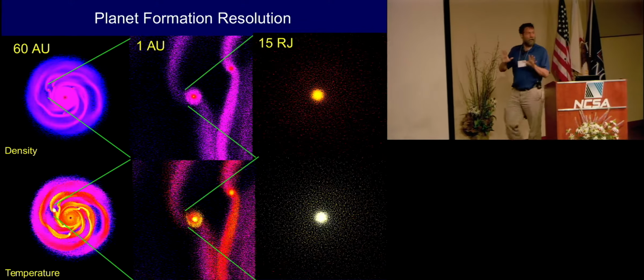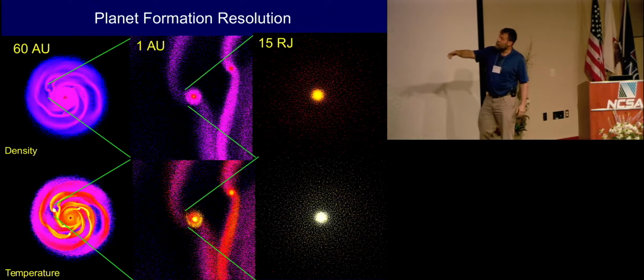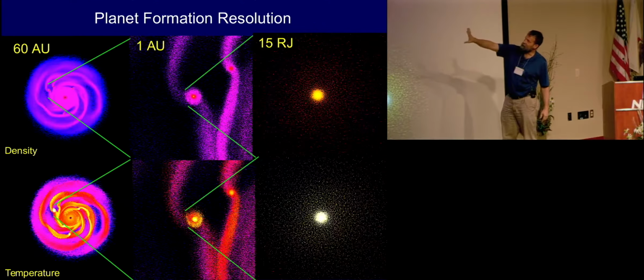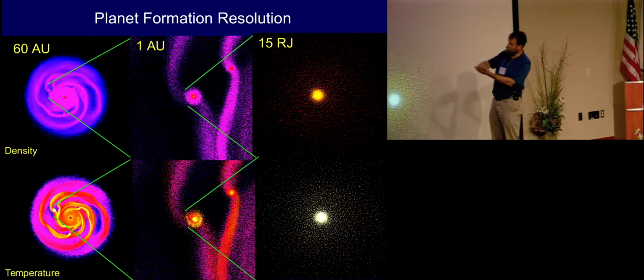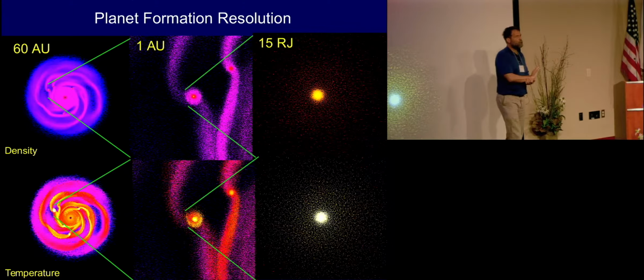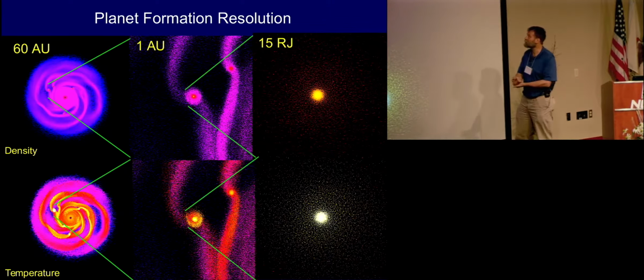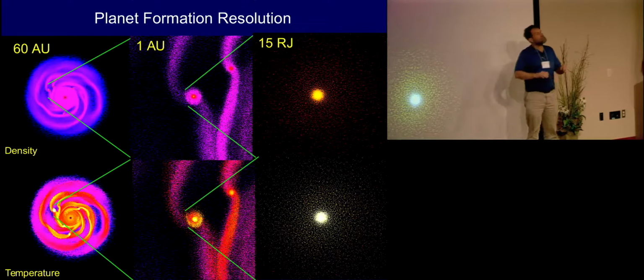And you also have this extreme range in scales. So you have a protoplanetary disk. So AU, its astronomical unit. 1 AU is the distance from the sun to the Earth. So I'll give you a scale here. The disks are presumably tens of AU in size, but we want to model the formation of individual planets, which is, as you can see, many, many times smaller.